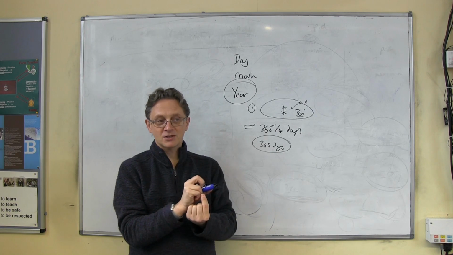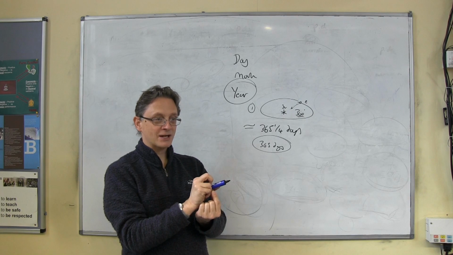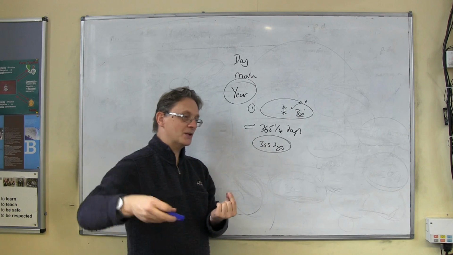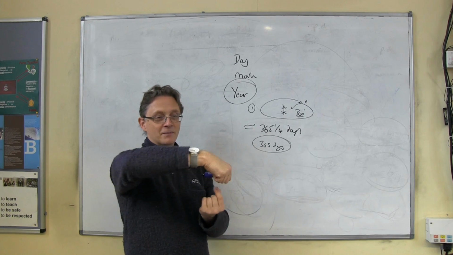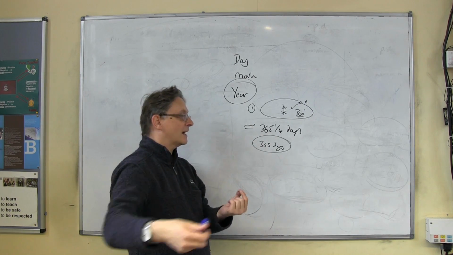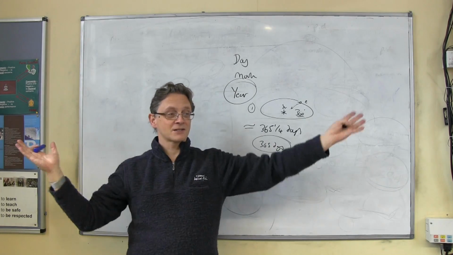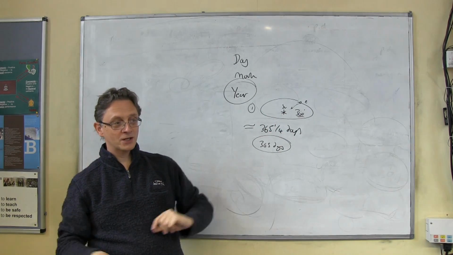Now, that isn't going to make much difference. Technically, all your clocks are out 6 hours for the next year. But the next year, it'll be out by 12 hours. And then it'll be out by 18 hours. Then it'll be out by a whole day. And if you keep doing that, eventually your seasons will drift out of sync with your calendar.